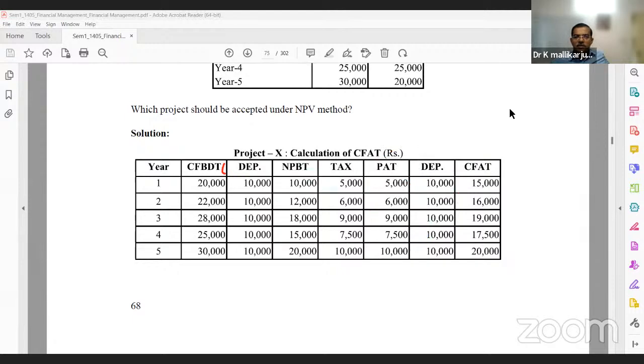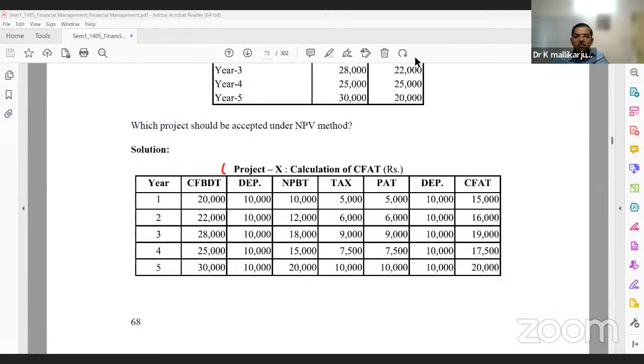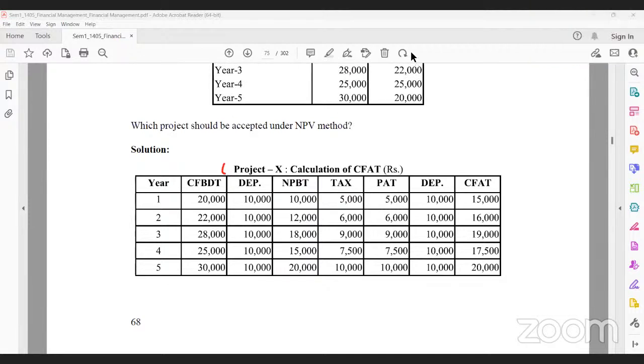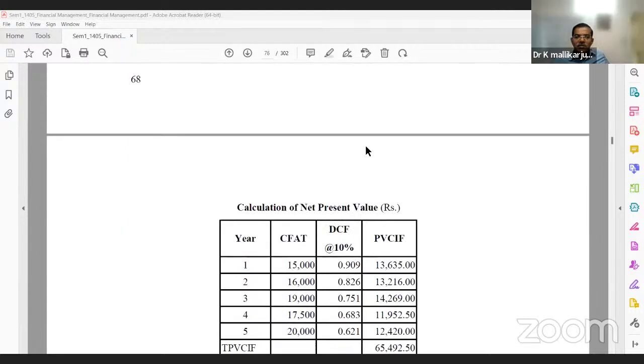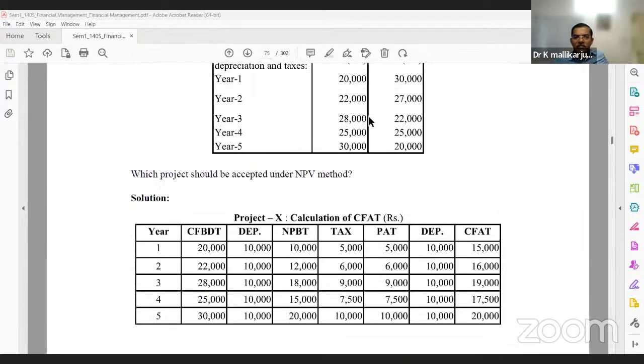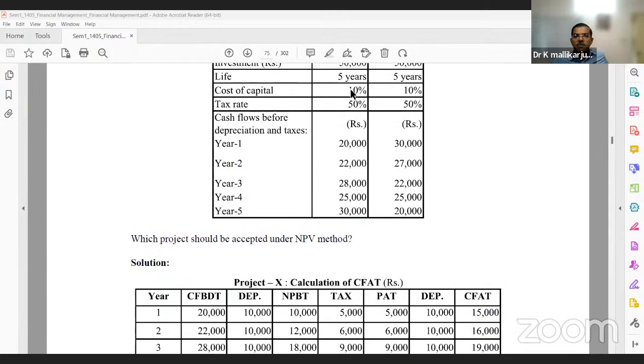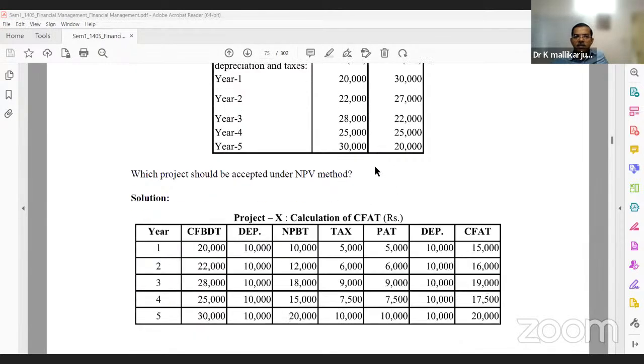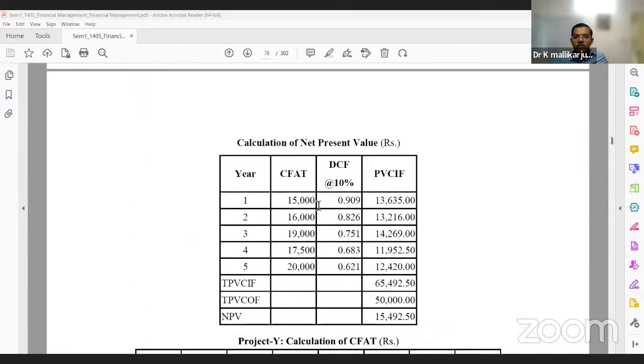Any doubts? No, sir. This is the project X cash flows. Now this is the discounted value. The cost of capital given here is 10%. So here also we will take the cash flows after tax, 15,000, 16,000, 19,000.